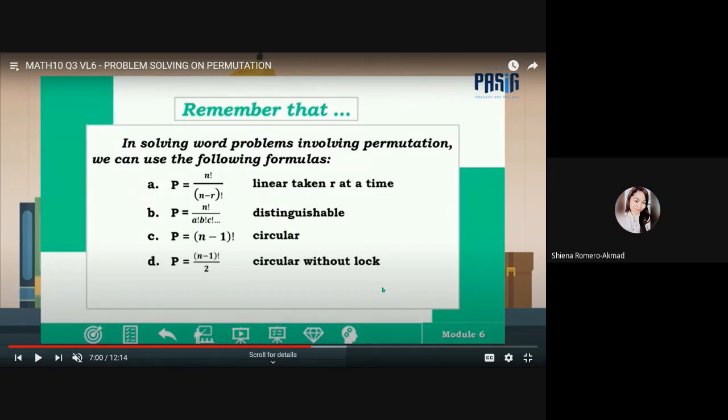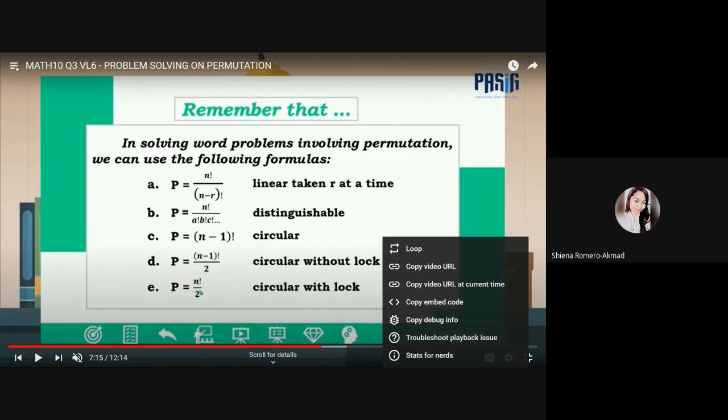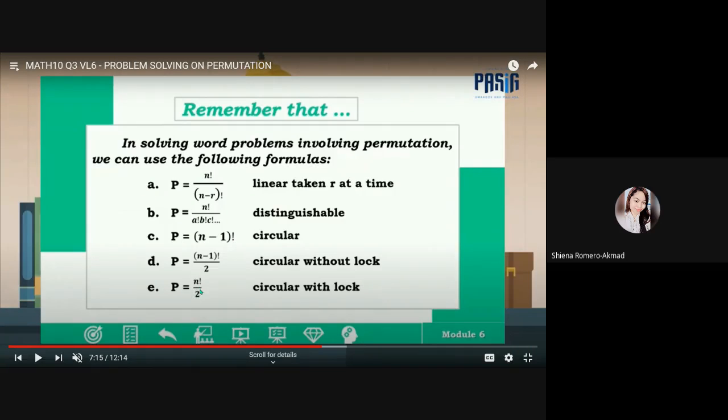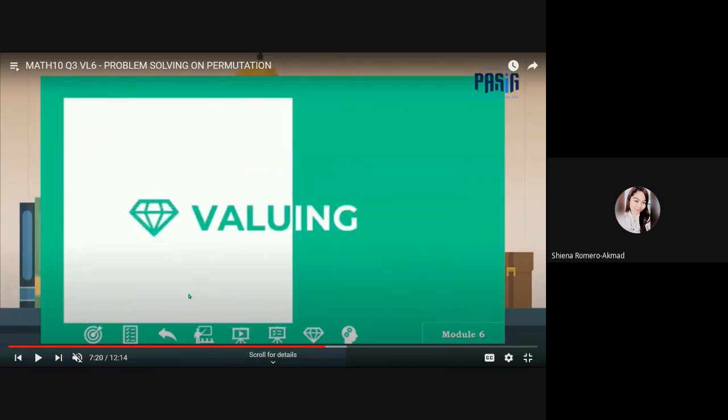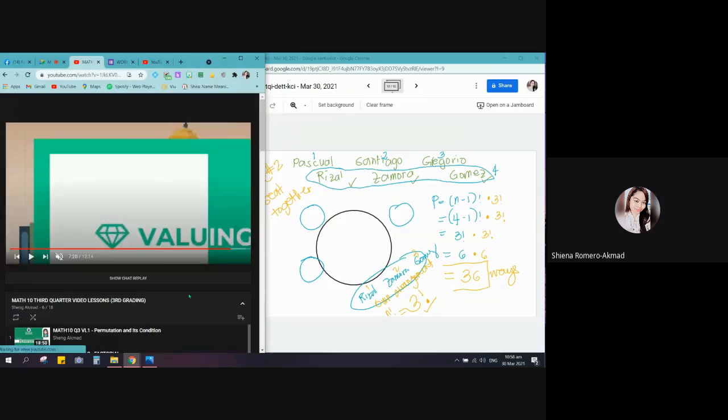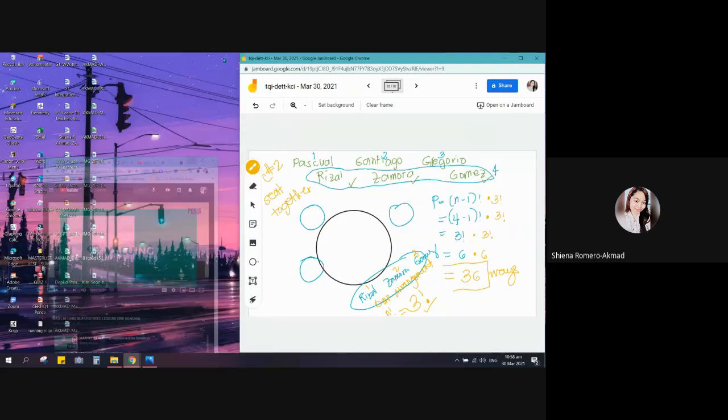Kapag naman circular, pero tulad nga ng bracelet na walang lock, you can flip it. You cannot identify kung alin ang counterclockwise at clockwise. You will use n-1 factorial divided by 2. Kapag naman may lock, mali yung nakasulat dyan ha, n factorial lang dapat yan. All you have to do is to use n factorial. Okay? So let us try. I'll give you more examples.